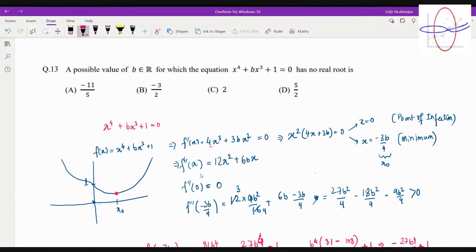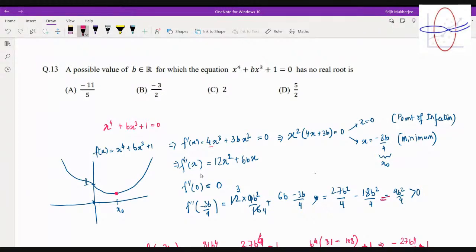Okay, pardon me if I've made calculation mistakes. If you take the double derivative, you get 12x² + 6bx. If you evaluate this at these two points, you get f'' is 0, and f'' of -3b/4 is greater than 0. It's equal to 9b²/4. So therefore it means that it's a minimum, and at that point the minimum always happens.